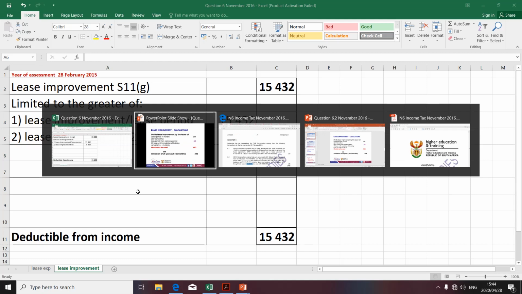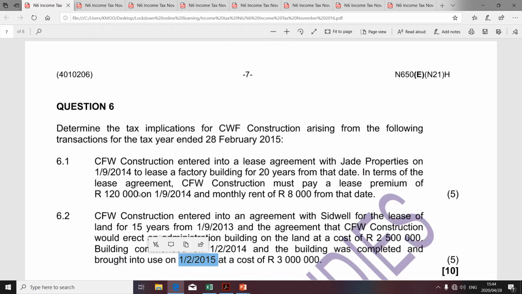Let's quickly go to the next amount. So now, as you can see, CFW actually incurred 3 million. However, he was already granted an allowance on the expenditure of 2.5 million as per the lease agreement. However, he incurred the 3 million. So there's a difference between the two amounts that he wasn't provided any allowance on. So we're going to take the difference between the two, and we're going to allow him a deduction in terms of section 13 quin.